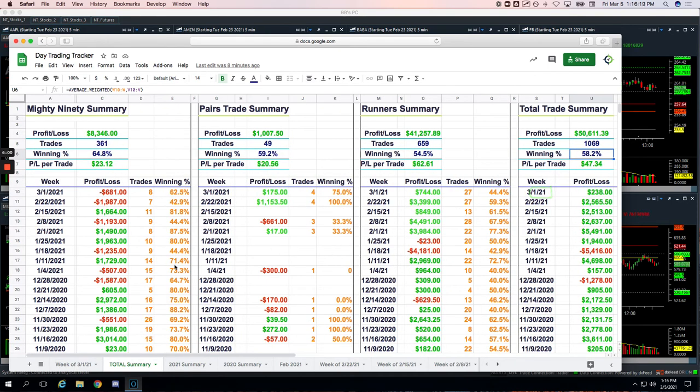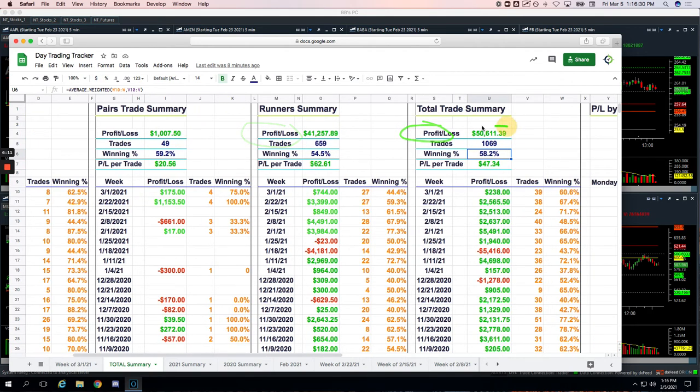If we look at our totals since we've been tracking this, Mighty 90s at a little over 8,300 in profit. Pairs trades a little over 1,000. Runners continuing to dominate, over 41,000, a little over 50,000 since back in August.